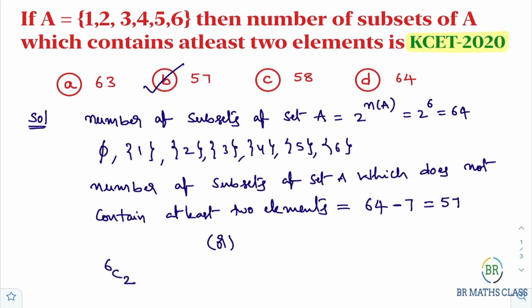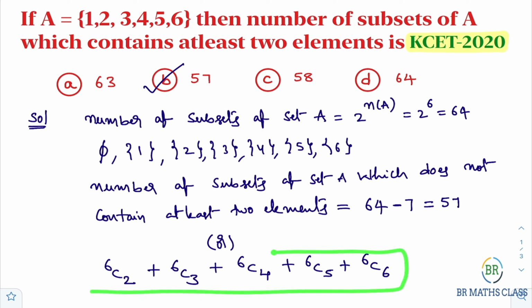For example, this is one subset 1 comma 5, next 1 comma 6, next 2 comma 4. These are all 2 element subsets of set A. Like that, the number of 2 element subsets we will get is 6C2, plus 6C3. What is 6C3? The number of 3 element subsets of set A. Next 6C4, next 6C5, next 6C6. If I add all these, you will get the total number of subsets of set A which contain at least 2 elements.